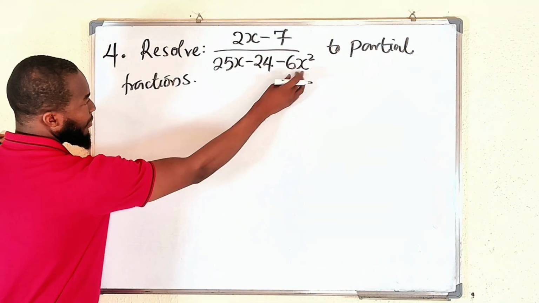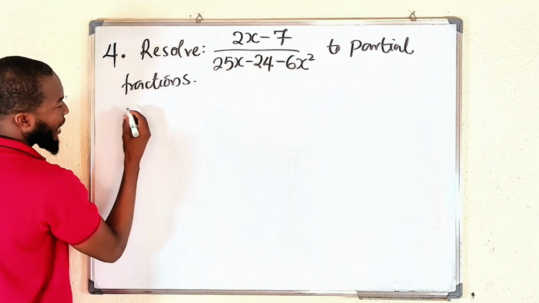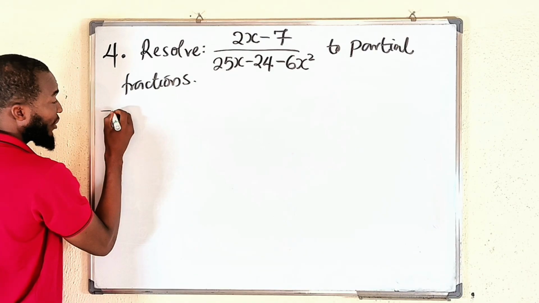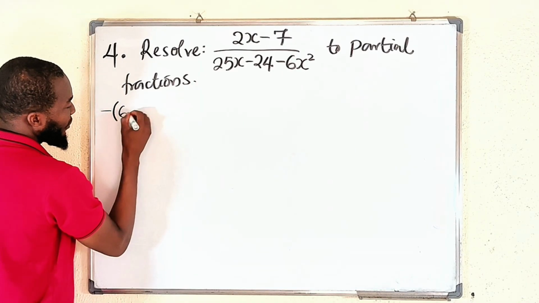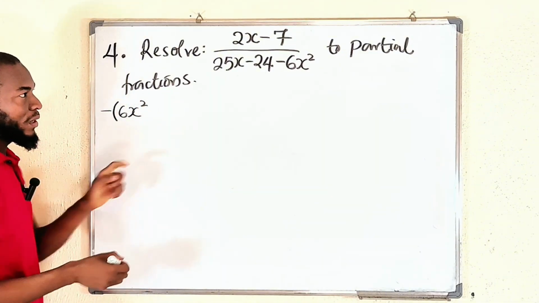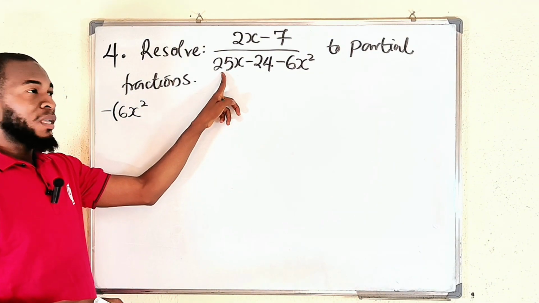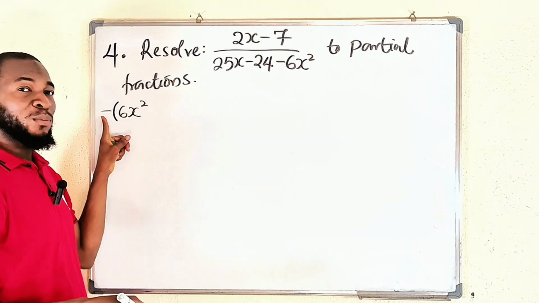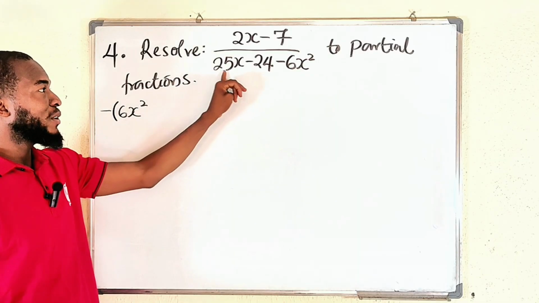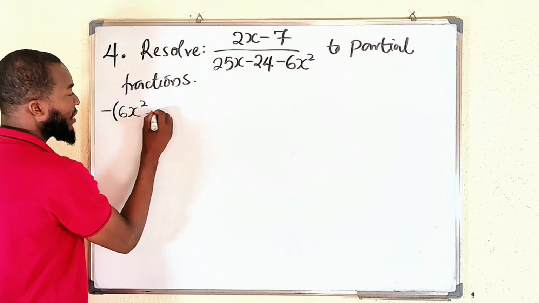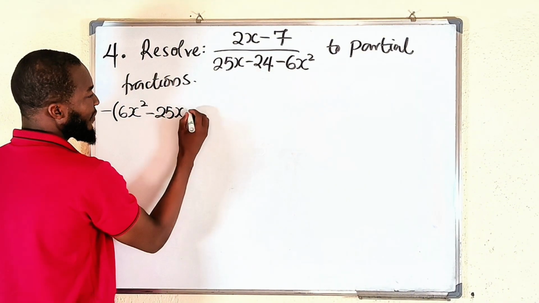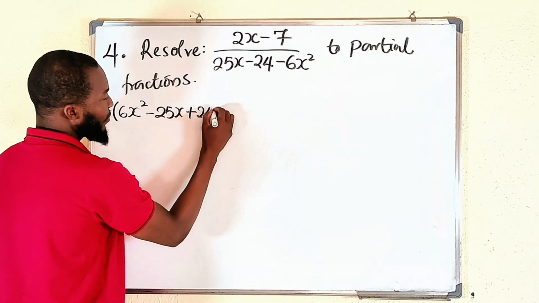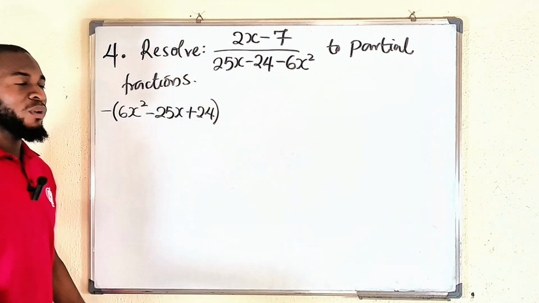Starting with the leading term, but the leading term has a negative sign. I can bring it outside. It's like factoring out negative 1. We have 6x squared, right? Then coming here, every time you have to divide by what you have factored out. So if you divide this by negative, it becomes negative 25x. If you divide this by negative, it becomes positive 24. So this is what we have.